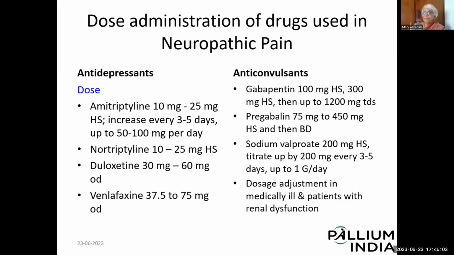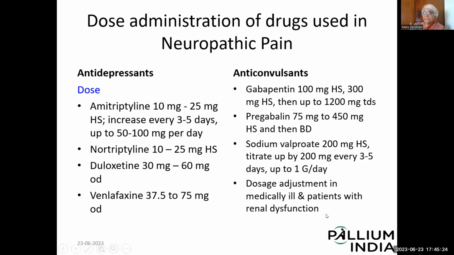Anticonvulsants, again, gabapentin, we usually start with 100 mg at night and then 300 mg, and then you can go up to even TDS doses also. Pregabalin 75 mg or even 50 mg is now being given, or you can then gradually move up to twice daily.